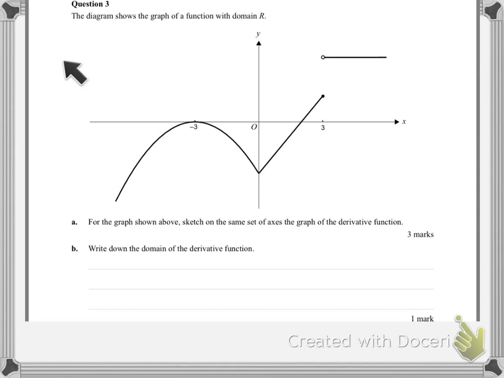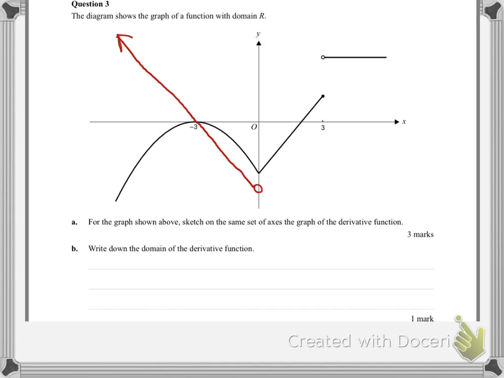Okay, now question 3. The diagram shows the graph of a function with a domain of all real numbers. So you can see it's a hybrid function. Now for the graph shown above, sketch on the same axis the graph of the derivative function. So we're thinking about the rate of change of these curves. The rate of change of a negative parabola will be negative linear. The rate of change of a positive linear will be a positive constant. And the rate of change of a constant is a 0.